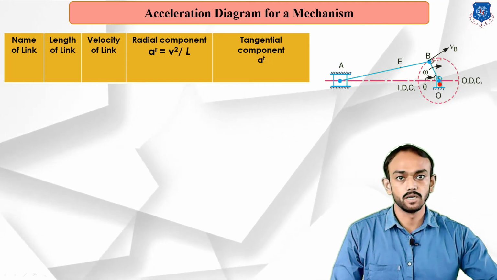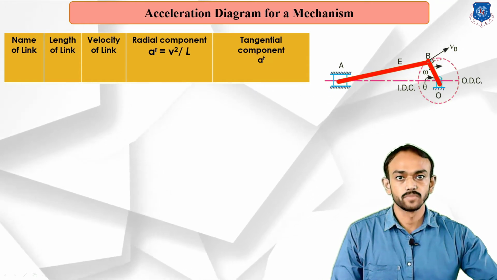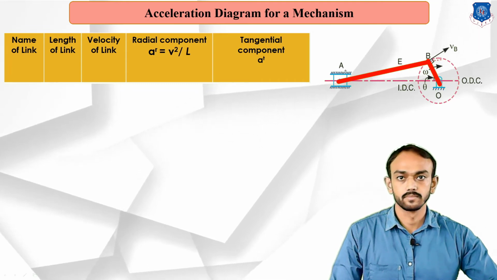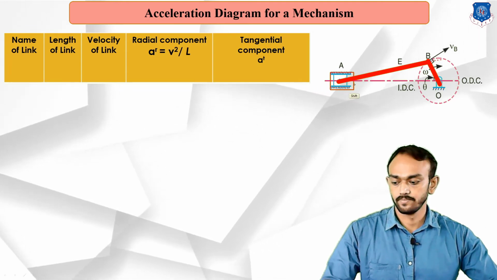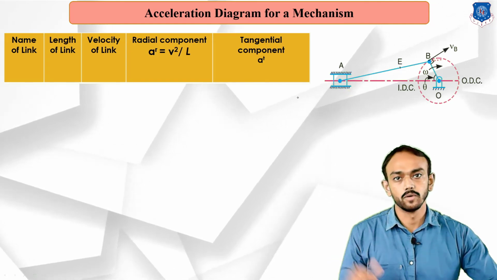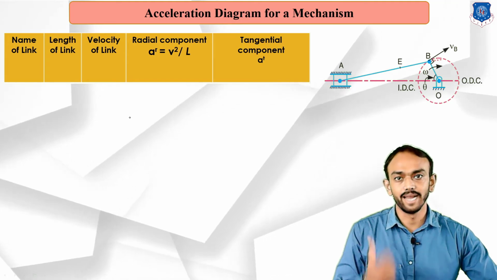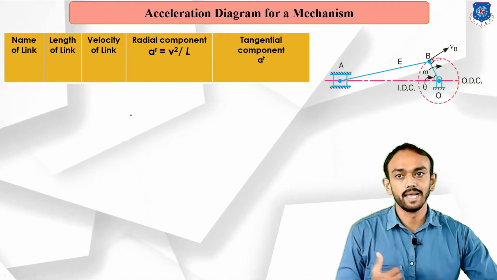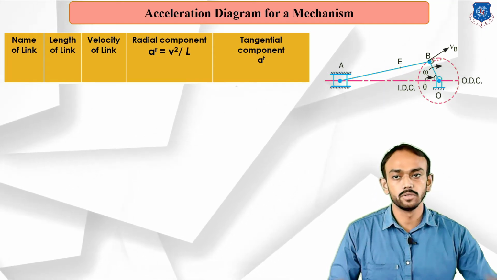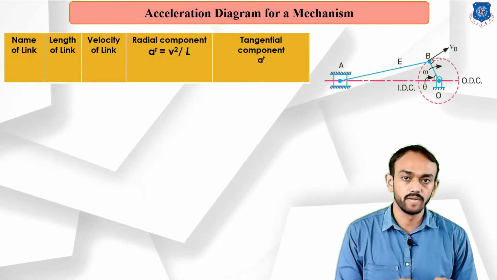Check this. First is OB, which is the crank. Second is the connecting rod AB. And this piston, the slider A. So 3 links are there. In the first column you will write OB, AB and slider A. Now the length of the link. In the given data these lengths are given, so we will put the lengths in the second column, and for the slider there will be no length, so it will be a dash.